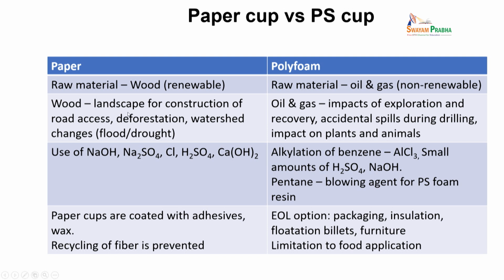So when you look at wood, the problem is that you have to cut it from somewhere, and that means you have to have access to reach that place where wood is present. So road transportation, laying roads, construction have to be also factored in. And you're also then thinking about deforestation, and then you're talking about watershed changes.